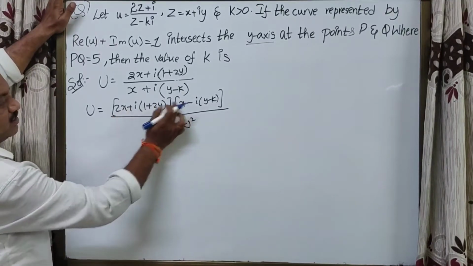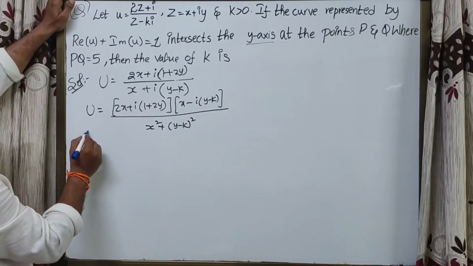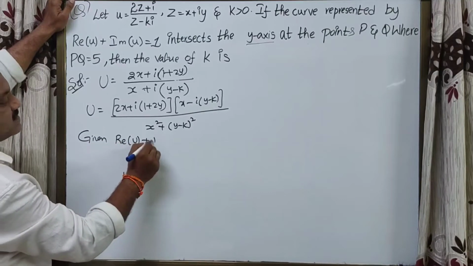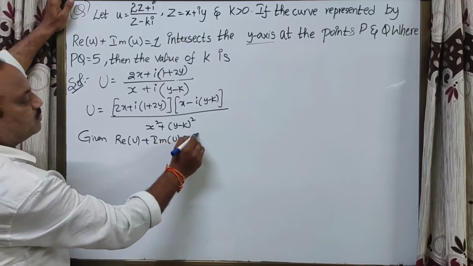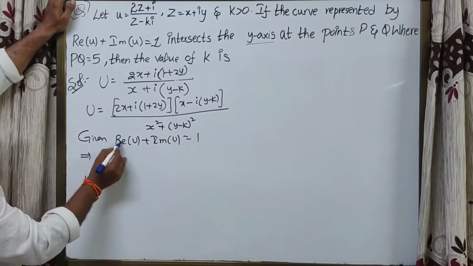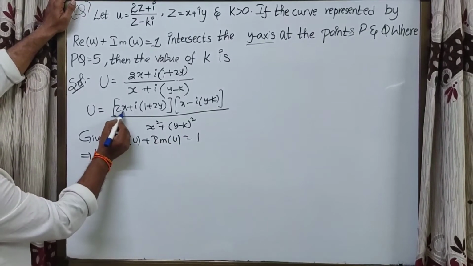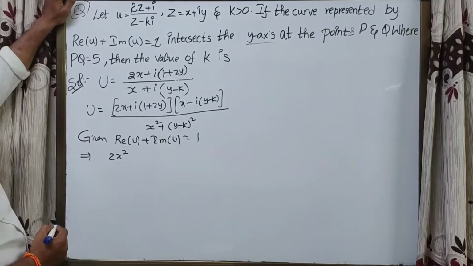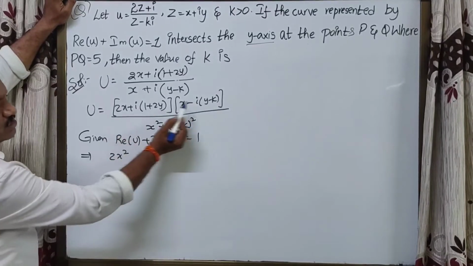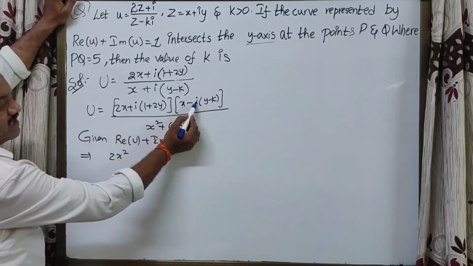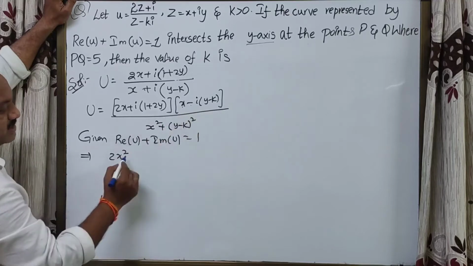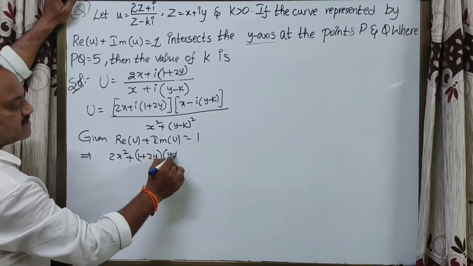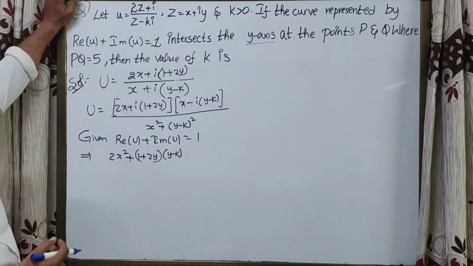Multiply. So given real of u plus imaginary of u equal to 1. To get the real part, multiply this 2x to this x, that is 2x square, it is a real part. And multiply this into this, we get the real part, i into y, i square is minus 1, into minus, plus 1 plus 2y into (y − k). It is the real part, students.